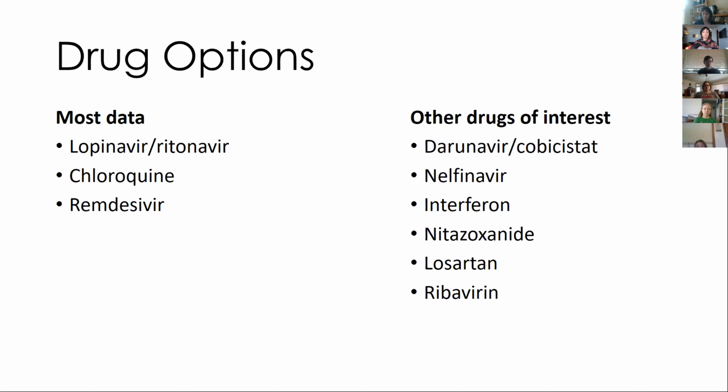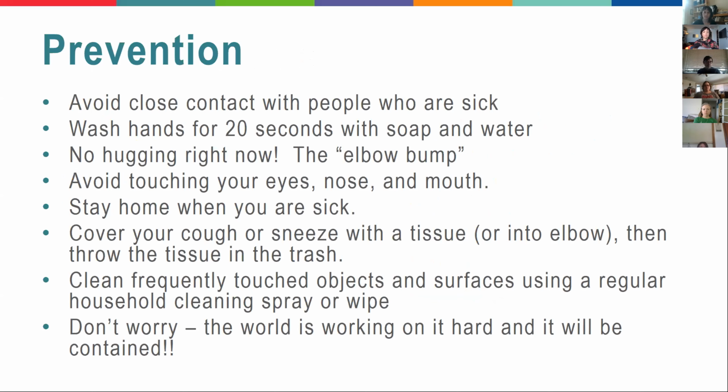Hydroxychloroquine, its name is Plaquenil, is usually used for rheumatoid arthritis. And then remdesivir is an antiviral that actually does have in vitro RNA virus activity, and there's a large NIH trial going on, multiple centers, and UCSF San Francisco General is one of them.